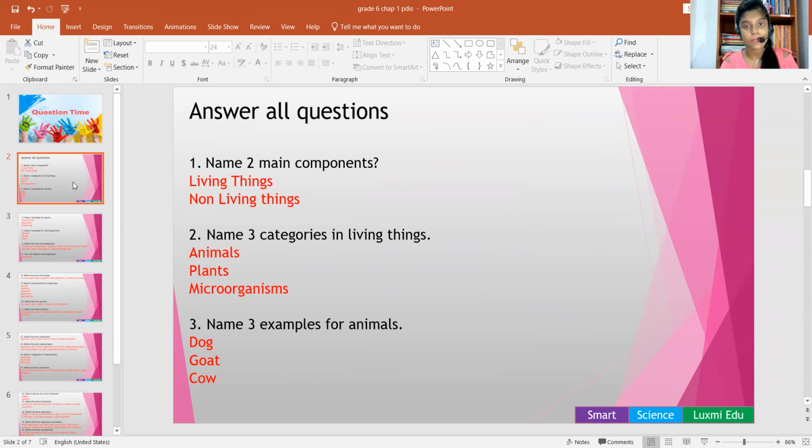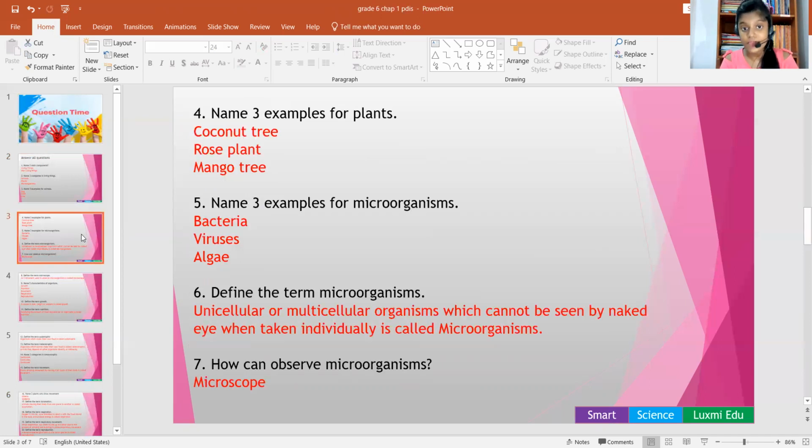Then they're asking to name three examples of animals. It's simple, you can give any examples of animals. And name three examples of plants. You can give any examples of plants. Next, name three examples of microorganisms. You should study these because they are a bit new for you. Bacteria, viruses, algae. These three I have given in the slide, but you can even write protozoa, fungi, then Chlamydomonas. For now, these three examples are better.